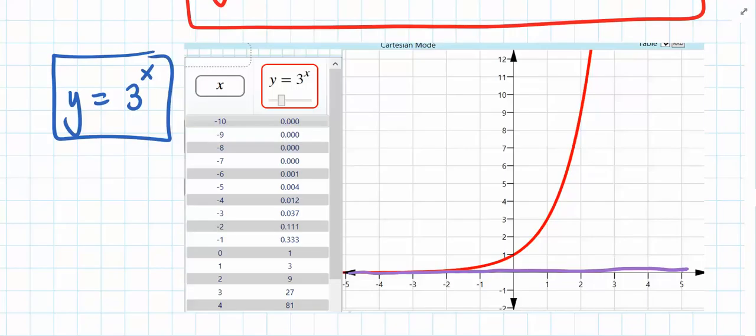But here's the important part about what it means to be exponential, okay? I can put the table in here. So at 0, we're up here at 1. Okay, so at 0, I'm up here at 1. At 1, I'm up here at 3.